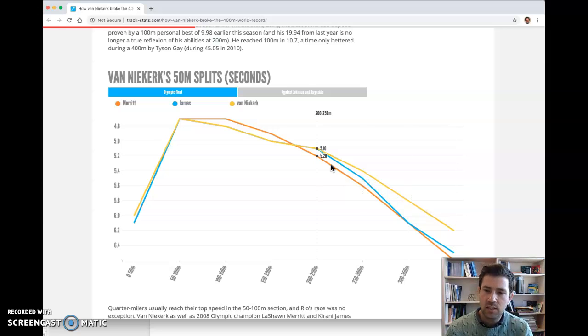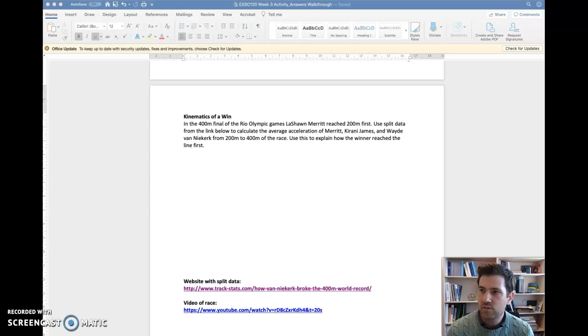Now I don't have the answers for the equations here. I'll post those up for the actual accelerations, but you can almost see from this graph what the accelerations would look like. They'd be high here, and then you've got a negative acceleration, or a deceleration, through most of the race, and Van Niekerk was able to separate himself by having the lowest negative acceleration through the race. So hopefully that's quite an interesting thing for you to have there.